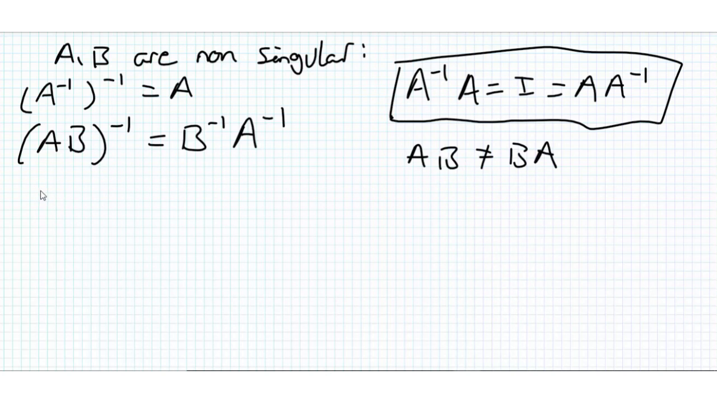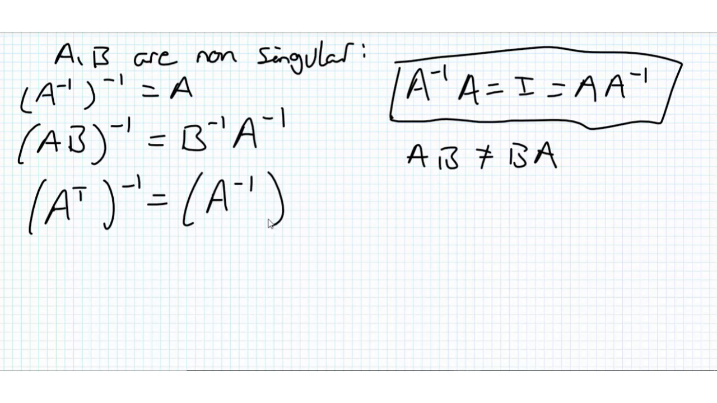And the last one: if we take the transpose of a matrix A and invert that, that's equal to the inverse of A, transposed. Okay, so those are three properties. Next we're going to look at solving simultaneous equations with matrices.